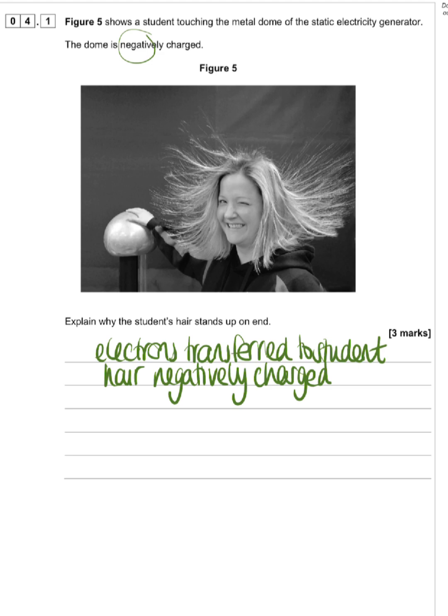Now, because each strand of hair is negatively charged, we then have to think about the way that charges interact, and we know that like charges are going to repel. So each of her hairs is negatively charged, and they will repel each other, and that's what causes her hair to stand on end.